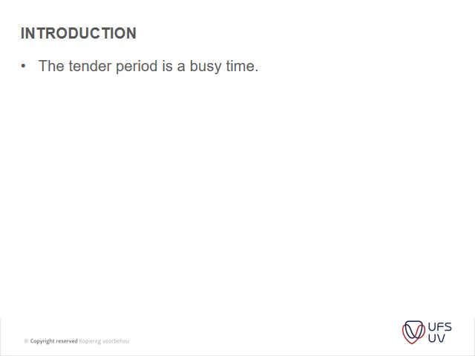chapter 13 forms part of unit 7, and it's all about planning the project. And then the next chapter, chapter 14, is all about planning the cash flow. So you will see how this relates to the next chapter. So just basically starting with the introduction, the tender period is usually a busy time.